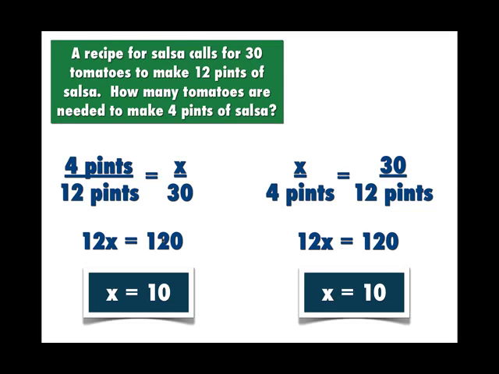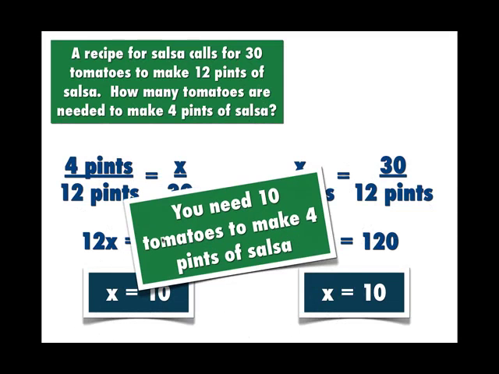And we know that the answer is going to be 10 tomatoes. So, to make 4 pints of salsa, we need 10 tomatoes. And the key to this whole thing, the most important part, is understanding that we have to compare the same things to each other. Like pints to pints, tomatoes to tomatoes, and so on. There are other ways of writing it, but the comparisons have to be the same.